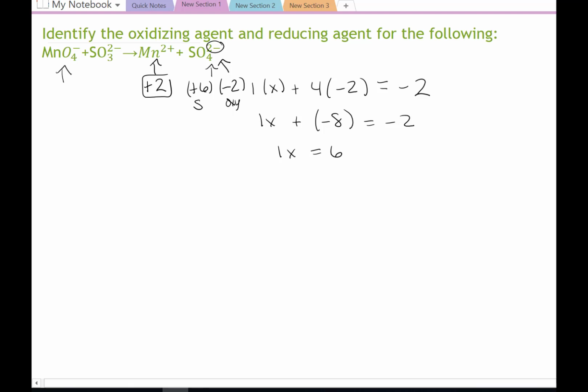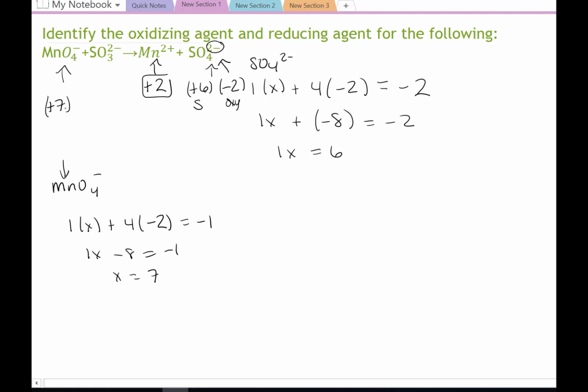Now let's look over here. Let's label this so we know where it's occurring. If we have MnO4 negative, this means we have 1x. We need to solve for the oxidation state for here. Plus we have 4 oxygens, which is -2, which is equal to -1. So we have 1x minus 8 equals -1. So x is equal to then 7. So the oxidation state is +7. And then we have -2 for oxygen.